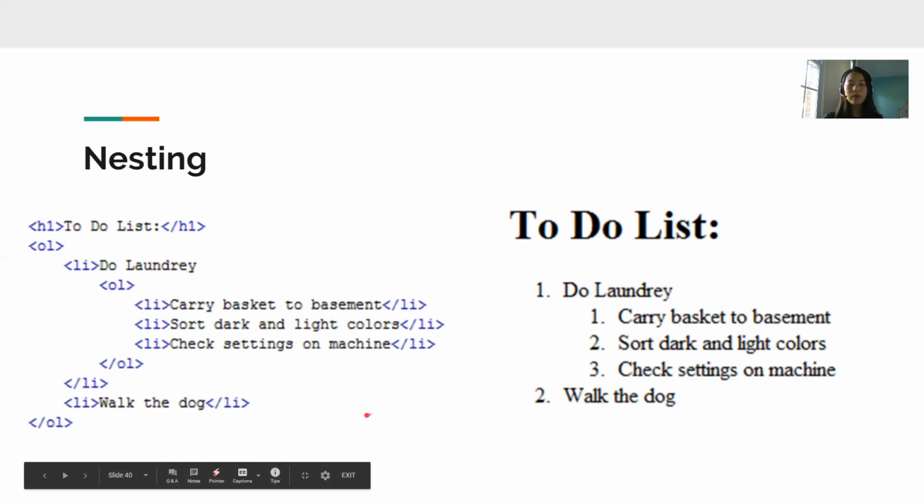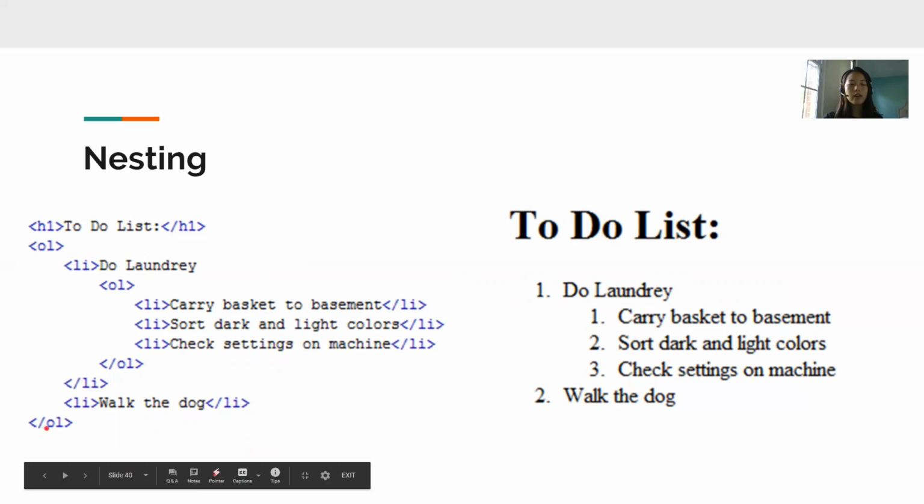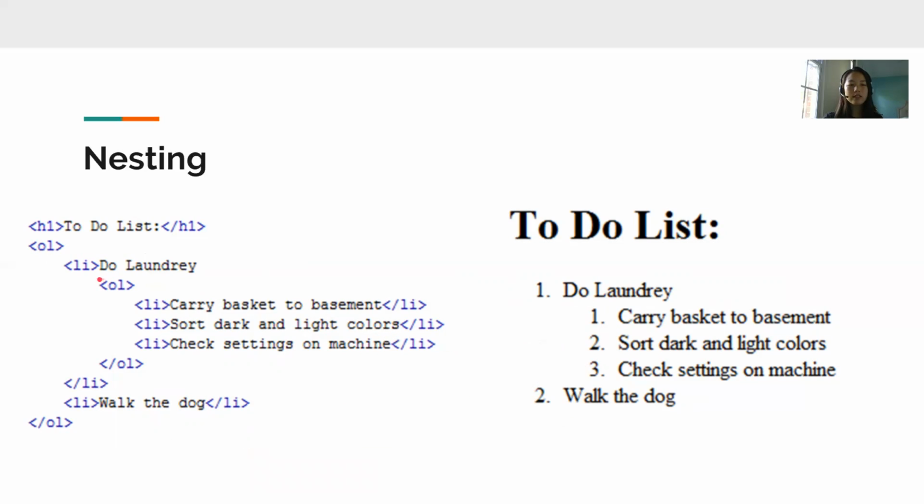Now we have another example, this time with an ordered list. So here we have a to-do list. We have our opening and closing tags, and we have two items: do laundry and walk the dog. However, inside do laundry, we have a nested list, with more specific instructions on how to do the laundry. So first, carry the basket to the basement, 2, sort dark and light colors, and 3, check settings on the machine. So we have this ordered list that gives more specific instructions on how to do the laundry.